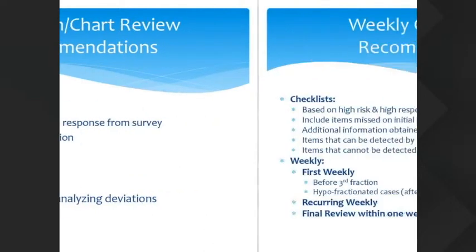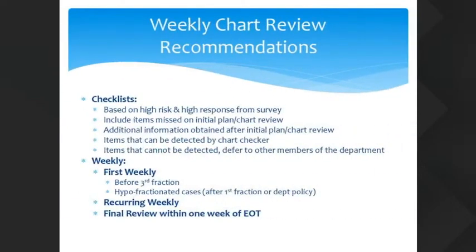Recommendations for the weekly chart review are also based on high risk and high response from the survey. They include items that can be missed on an initial plan and chart review, as well as additional information obtained after the initial review. It only contains items that can be detected by the physics checker. All other items should be on somebody else's list. Can't ignore them. They've got to go on somebody else's list.